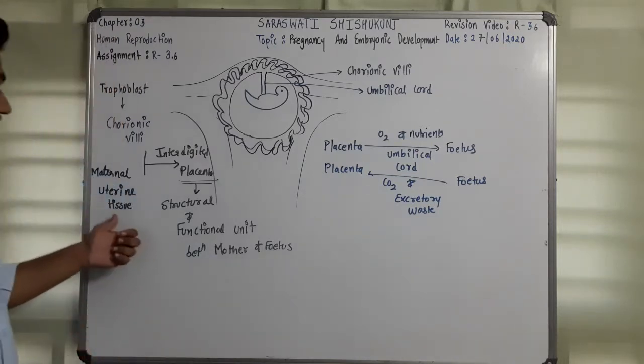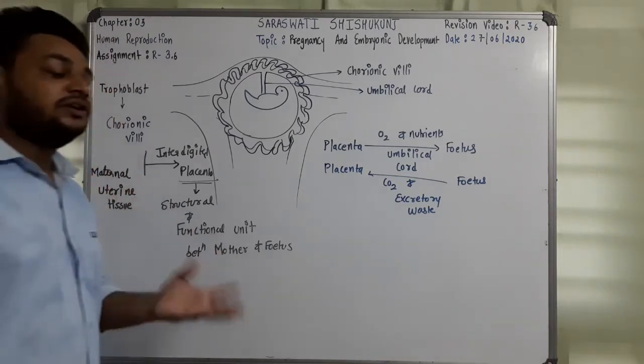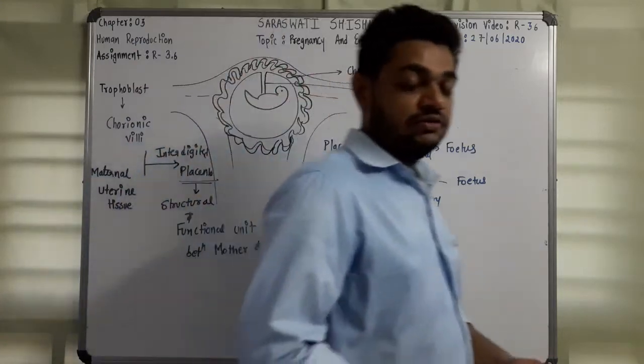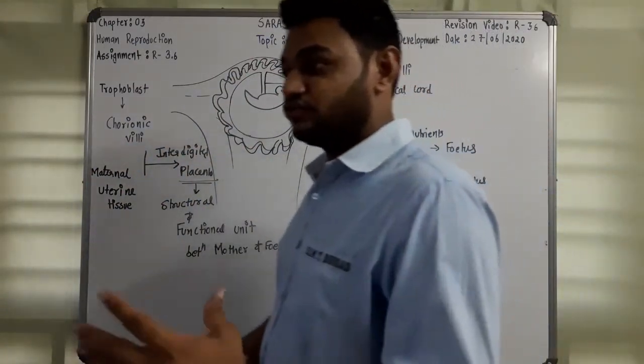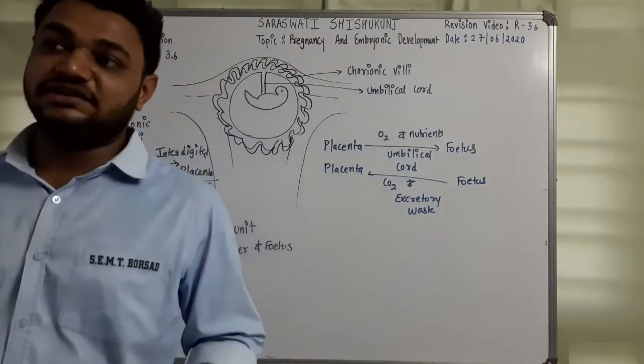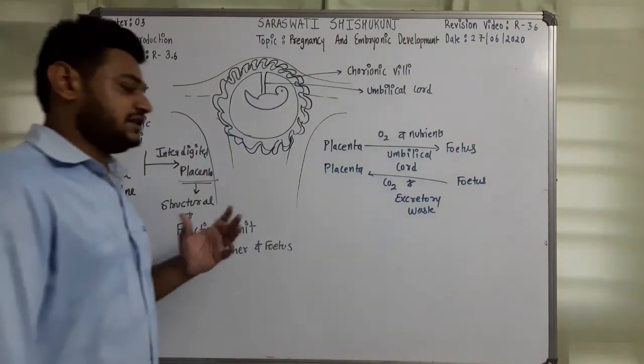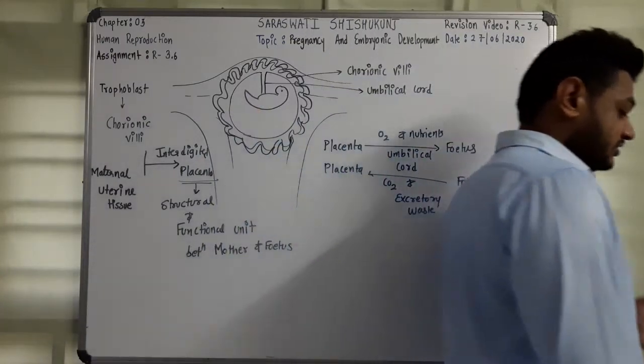Maternal tissue as well as the chorionic villi of the developing embryo get interdigited, meaning the placenta is composed of both tissues, maternal as well as the developing fetus embryonic tissue, right? So this is the case.